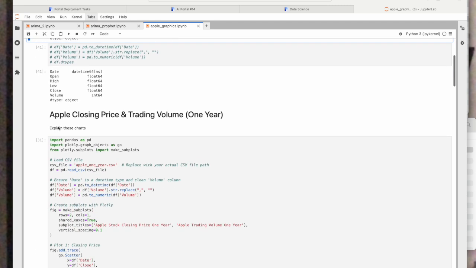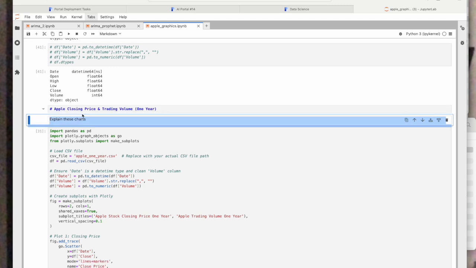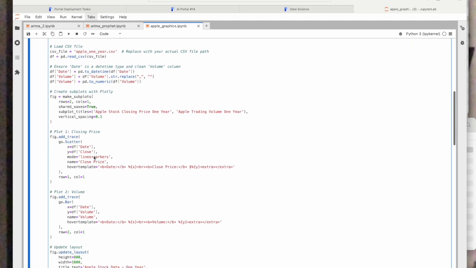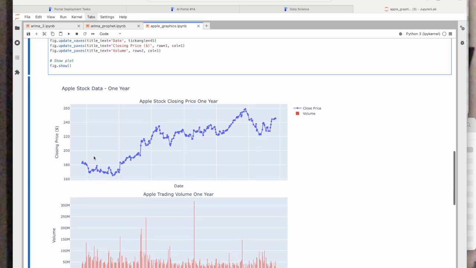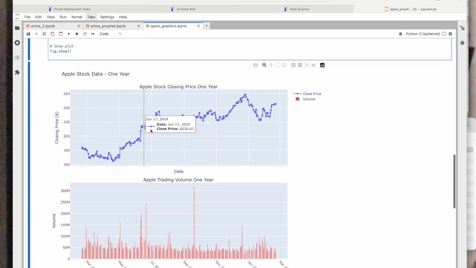Apple closing price and trading volume, 1 year. We write some code here, and we have this nice chart here that shows us the Apple closing price for 1 year. And we have our nice little marker there, and it's showing us the price of Apple stock for each day of the year.